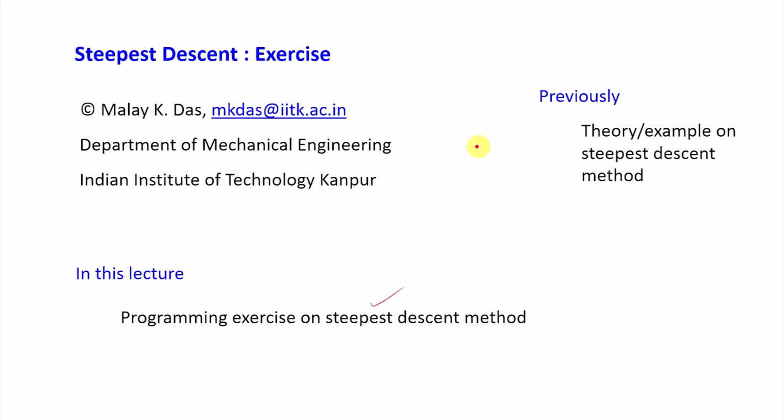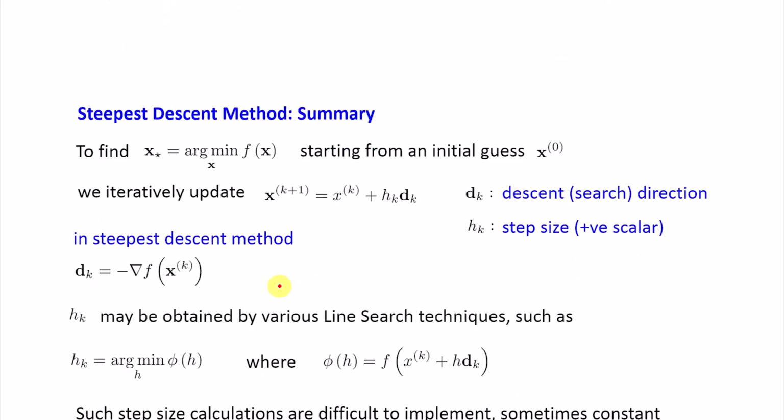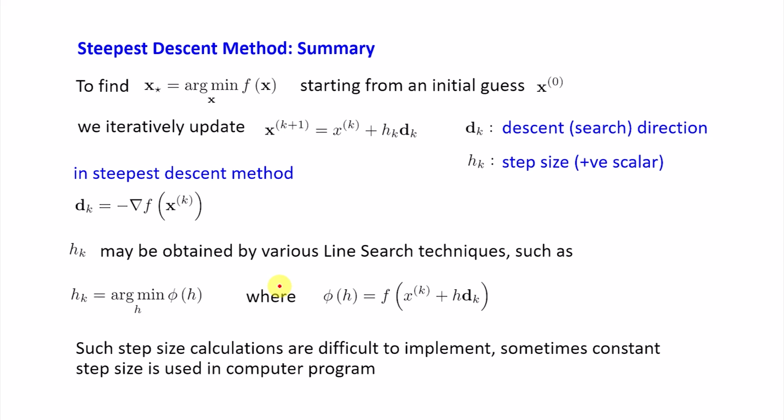We are discussing multidimensional unconstrained optimization. In our previous lecture, we talked about theory as well as an example on the steepest descent method. In this lecture, we will actually take up a programming exercise on the steepest descent method. Let us first see what this method was all about.